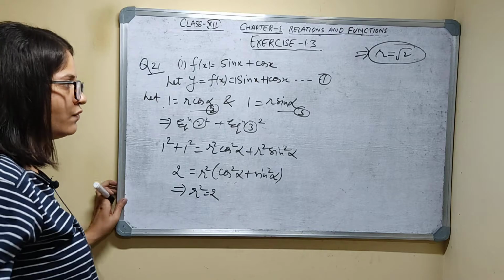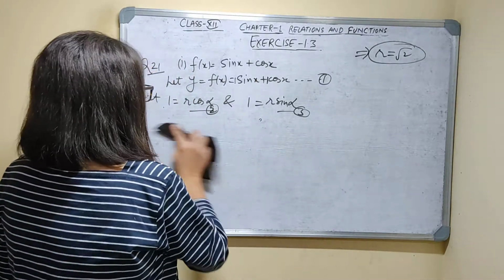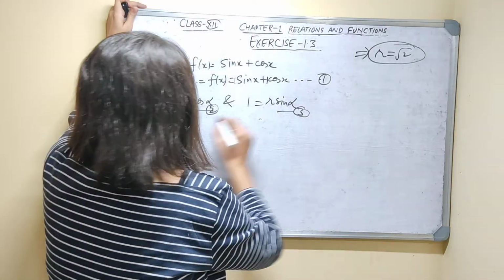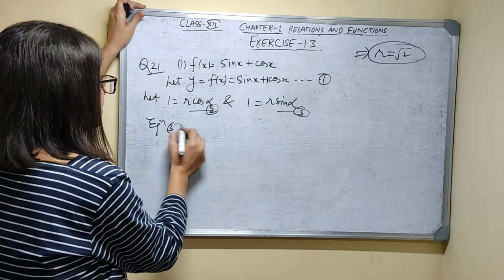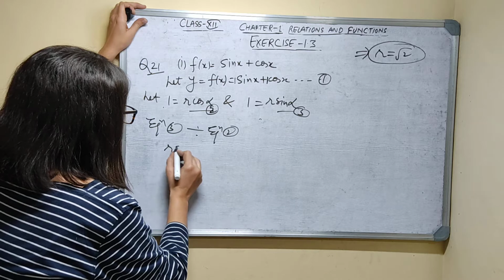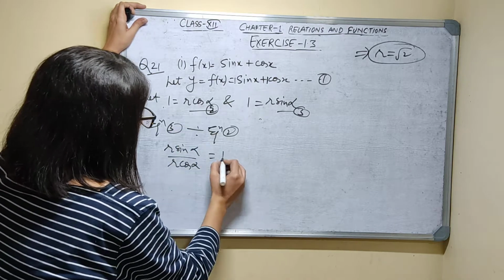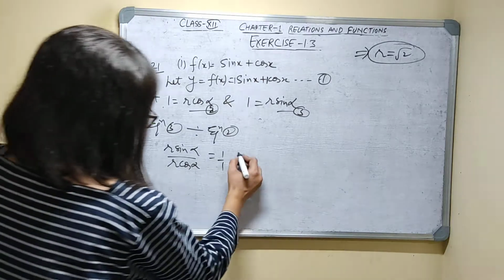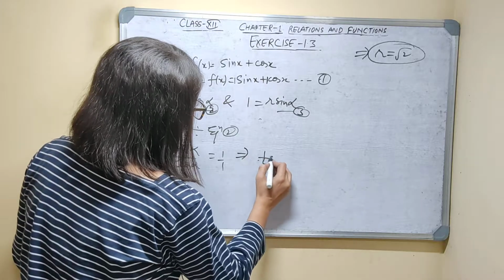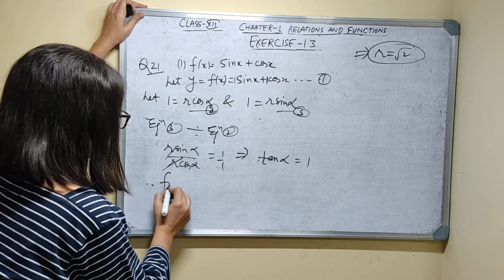Same pattern you have to follow. Also, you have to do equation 3 divided by equation 2. So you will get r sin alpha upon r cos alpha, which is equal to 1 by 1. R cancels, sin alpha upon cos alpha, that is tan alpha, is equal to 1.